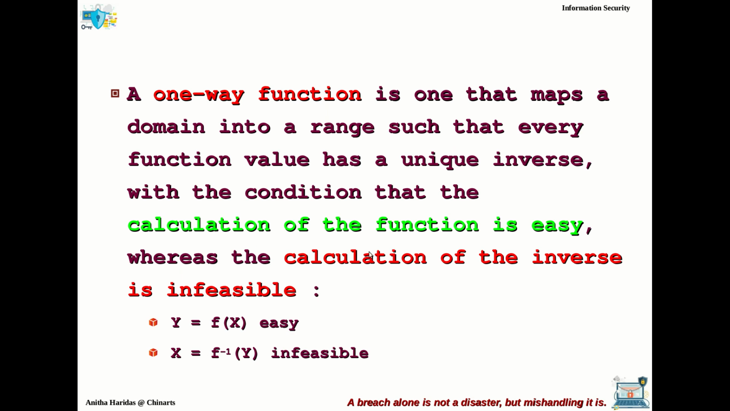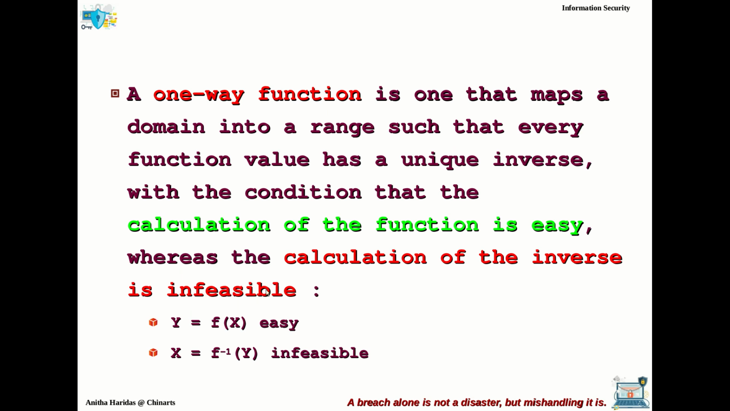The calculation of the function is very easy, but if you try to calculate the inverse of that particular function, then it is very difficult or infeasible. Then these kinds of functions are called one-way functions, right? So if you have a function f, then f of x is very easy, but f inverse of y will give you x actually, right? It has to give you x. If f of x is equal to y, then the inverse function of y will give you x, right? So that is our condition here.